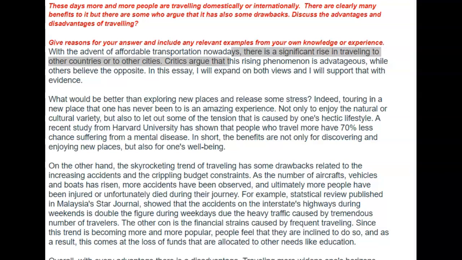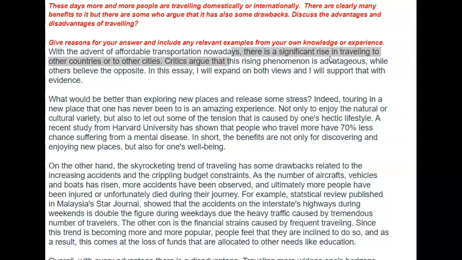Okay, with the advent of affordable transportation nowadays, there is a significant rise in traveling to other countries or to other cities. Critics argue that this rising phenomenon is advantageous, careful with your spelling, while others believe the opposite. In this essay, I will expand on both views and I will support that with evidence.